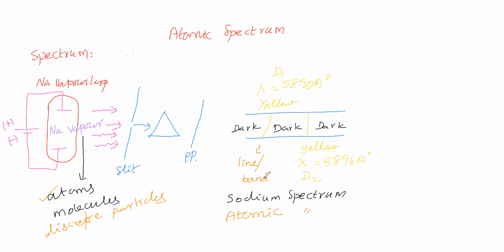Band means it consists of several wavelengths. Line means it consists of one wavelength. Superficially we are talking. If you take a prism having still more resolution power, this line also may be divided into finer lines. So superficially, a band consists of several wavelengths, several frequencies. A line is made up of a single wavelength. We are talking superficially.